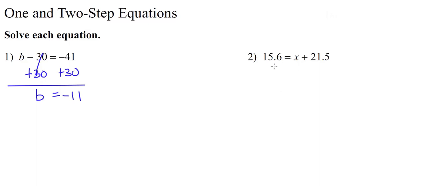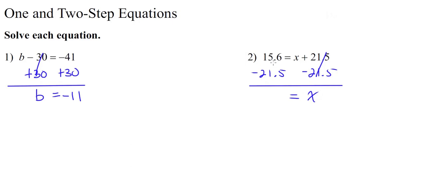All right, now looking at number 2, we have 15.6 equals x plus 21.5. So we want to isolate x on the right side, and we have positive 21.5 that we need to get rid of. So to get rid of positive 21.5, we're going to subtract 21.5 from both sides of the equation. On the right, these cancel out, leaving us with x. And on the left, 15.6 minus 21.5 is negative 5.9, because these are different signs, so we subtract and keep the sign of the bigger number. So our answer is x equals negative 5.9.